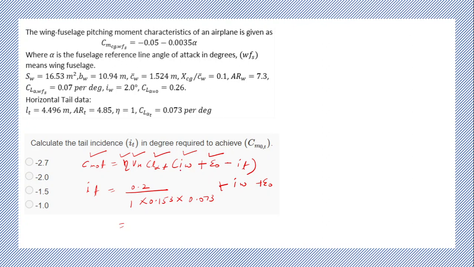Since we have I wing and epsilon naught in degrees, you don't have to convert. The CL alpha tail is already given in per degrees.